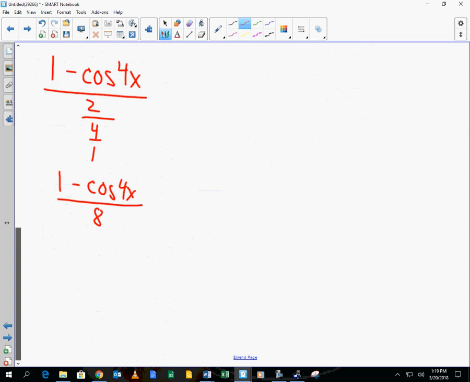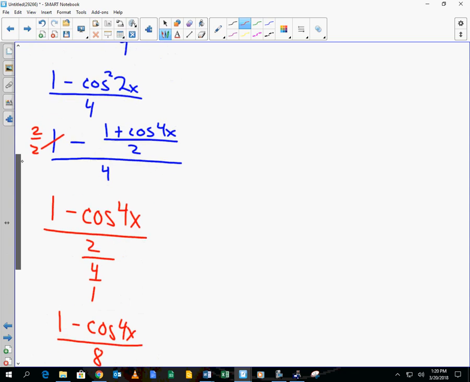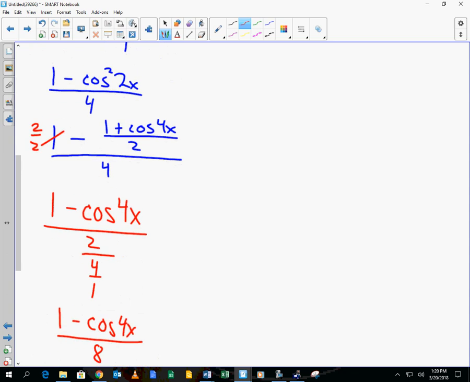I just want to be clear how you can write your answer. Obviously, this answer is acceptable, but so is 1 over 8 minus cosine of 4x over 8. Or if you're a person who likes to factor out a 1/8, then write as 1 over 8 times 1 minus cosine of 4x. That would be okay too. You have some options. How's that? Question?